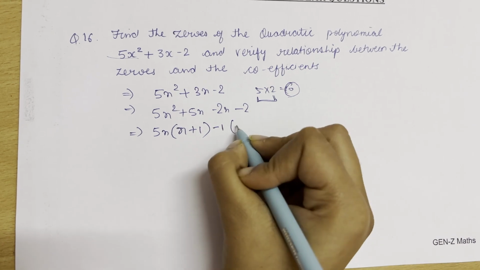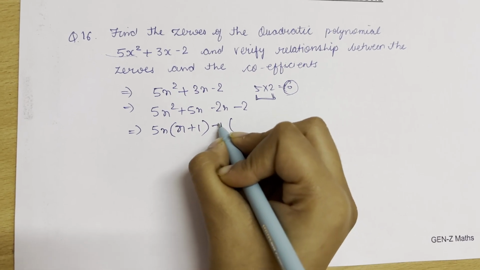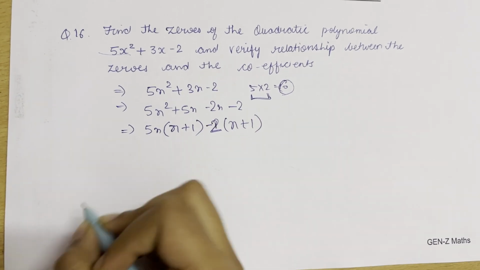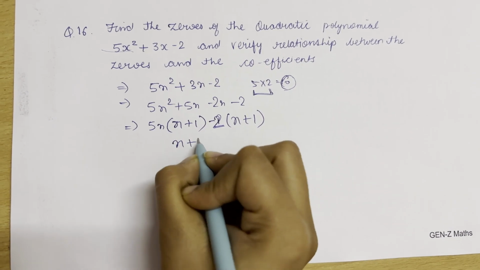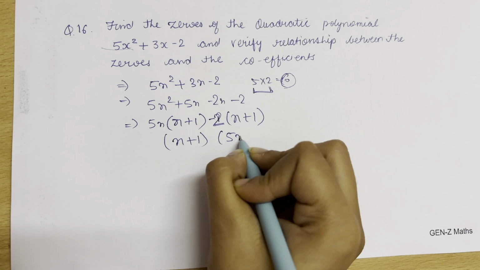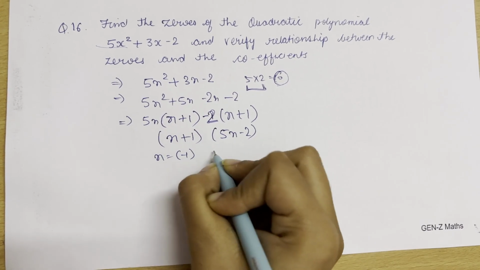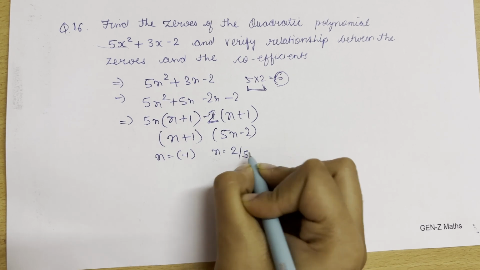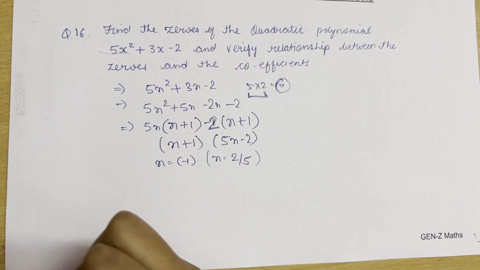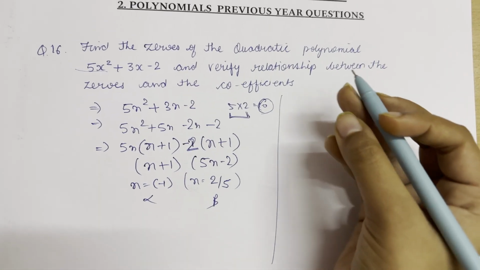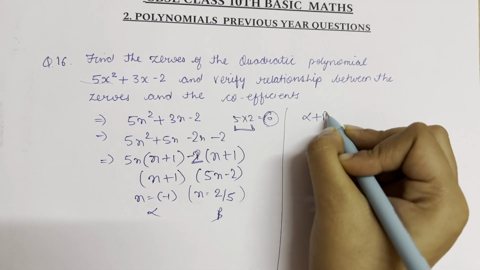I'll take minus 1 common, and I can take minus 2 common. My x plus 1, again I could take x plus 1 common, and 5x minus 2 from here. The value of x is minus 1 and the value of x is 2 by 5. So this is our alpha, this is our beta. Now the next step is we'll verify it by alpha plus beta.